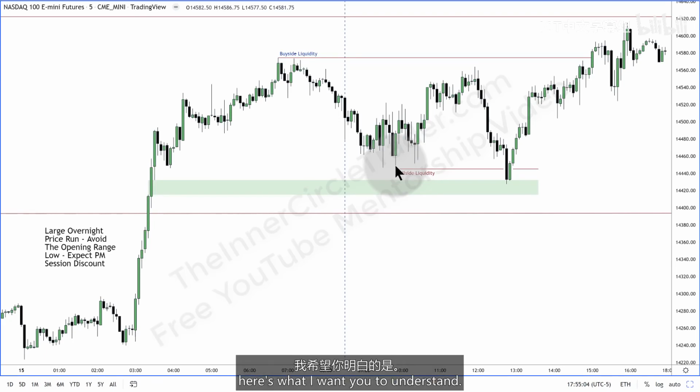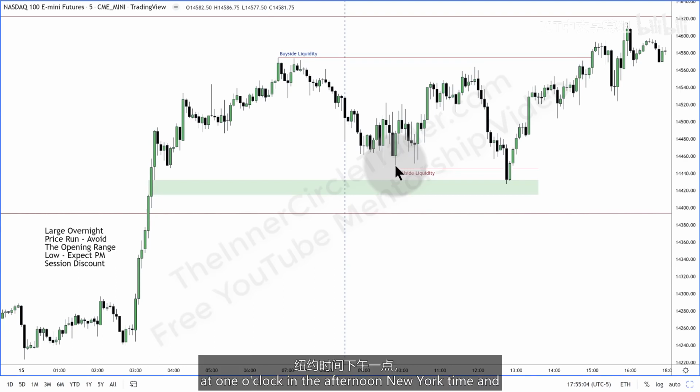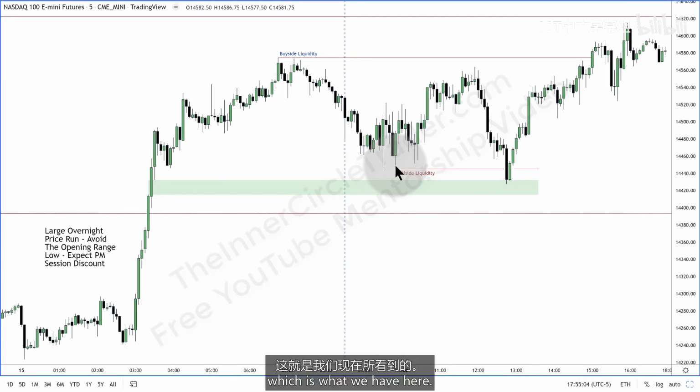Now, right away in my mind, here's what I want you to understand. If there's a big move overnight for equities, this is not Forex. Okay, this part is not Forex. It's just for trading like NASDAQ, Dow, and even the S&P. If there's a big run overnight, avoid the New York session. Don't even mess with the New York session. Wait until the other side of lunch at 1 o'clock in the afternoon, New York time, and then anticipate the New York lunch lows taken out or the New York morning session lows, which is what we have here.